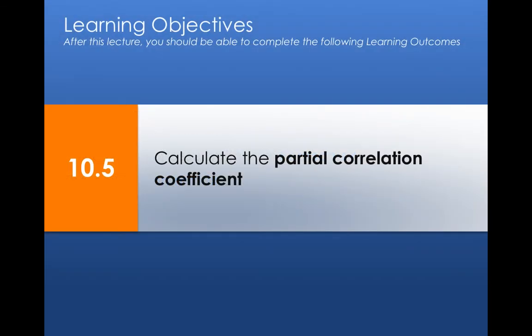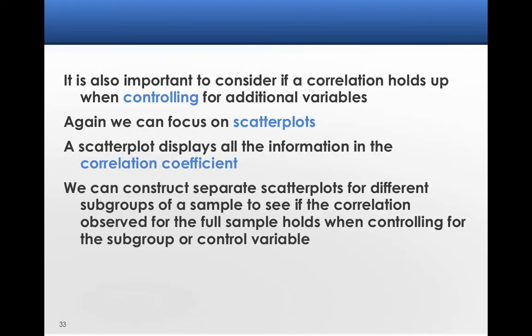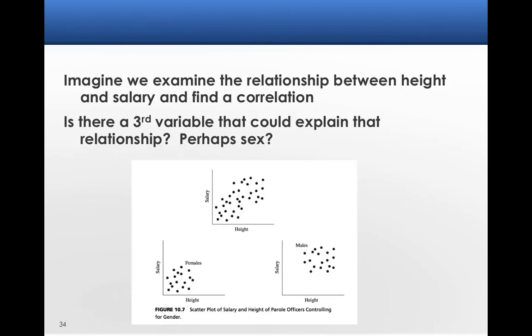Okay, we're also going to talk about partial correlation coefficients. It's also important to look at whether a correlation holds up when controlling for additional variables. So again, we focus on scatter plots. A scatter plot displays all the information in the correlation coefficient. We can construct separate scatter plots for different subgroups of a sample to see if the correlation observed for the full sample holds when controlling for the subgroup or control variable.